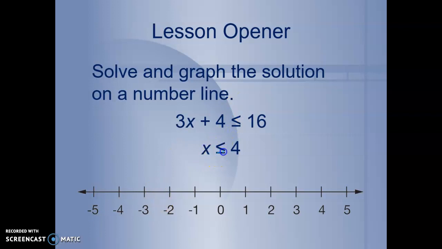Because it can be equal to 4, we are going to do a solid dot at 4, and because it's less than, we are going to go to the left. Again, let's choose a value on the line. 0 is always the easiest, and plug that in. When we plug in 0, 3 times 0 plus 4 is less than or equal to 16. That leaves us with 0 plus 4 is less than or equal to 16, which is in fact true because 4 is less than or equal to 16. So because this answer on our line works, my line is going the correct direction. That's a great way to check your work.